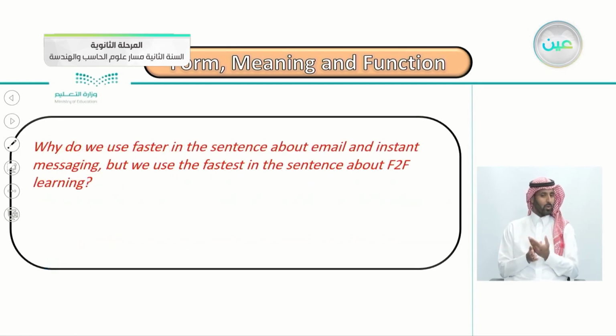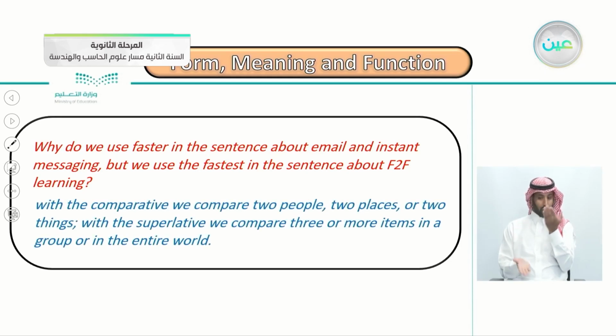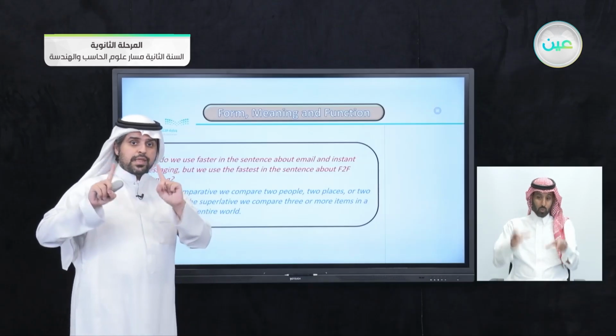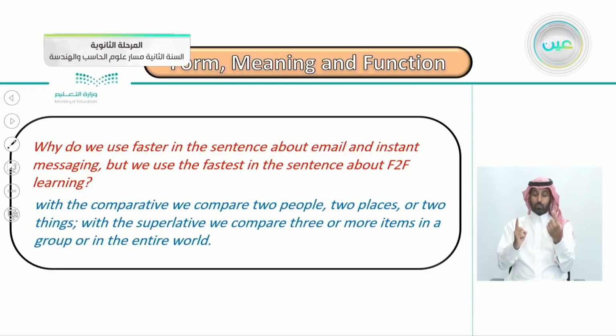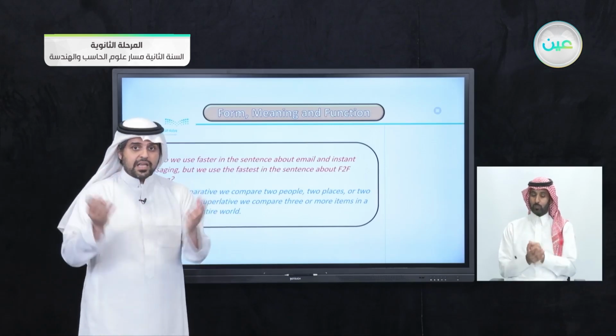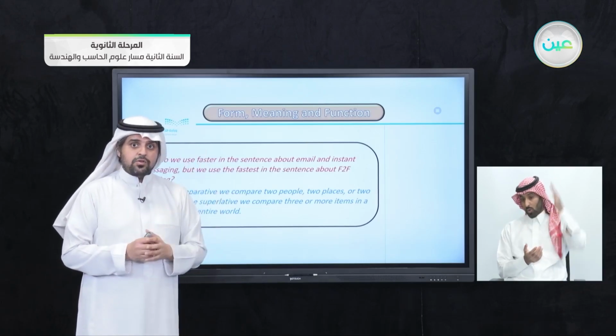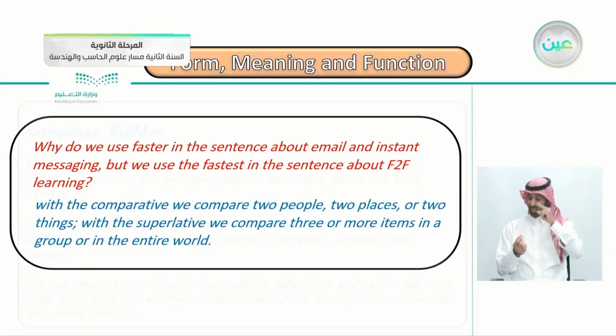Why do we use faster in the sentence about email and instant messaging, but we use the fastest in the sentence about face-to-face learning? With the comparative, we compare 2 people, 2 places, or 2 things. With the superlative, we compare 3 or more items in a group or in the entire world. So we are comparing 1 thing to the group that it's in, or the entire world. When you say this tower is the highest tower, you mean that in the world.